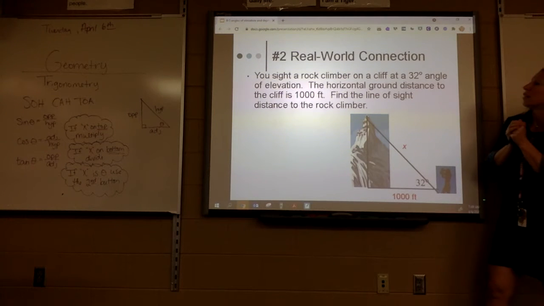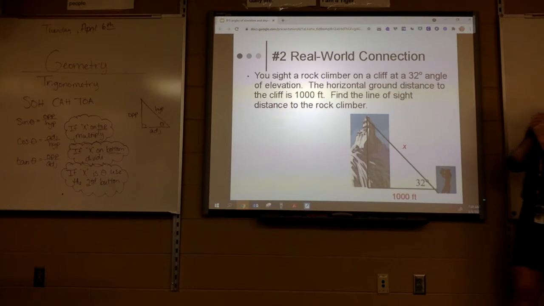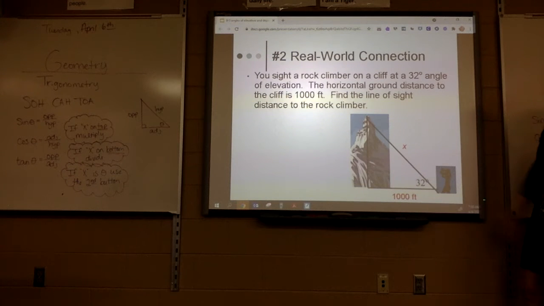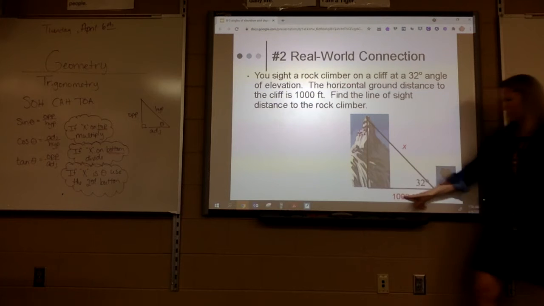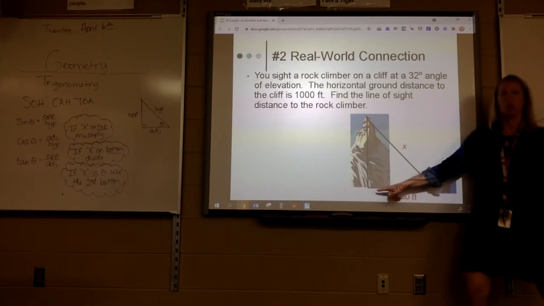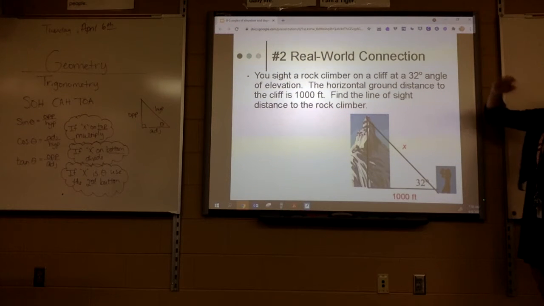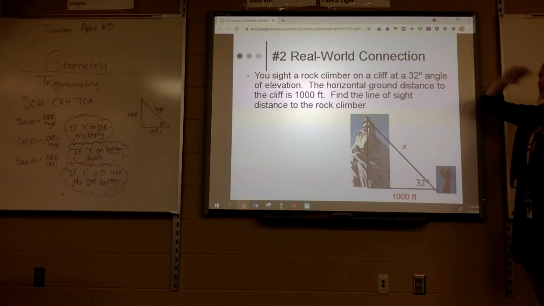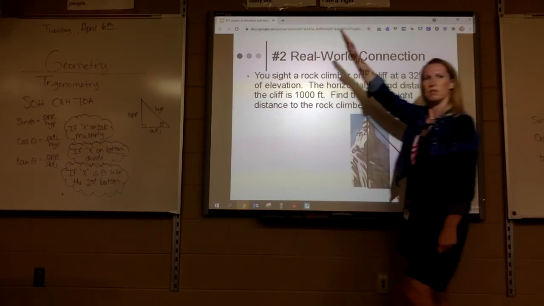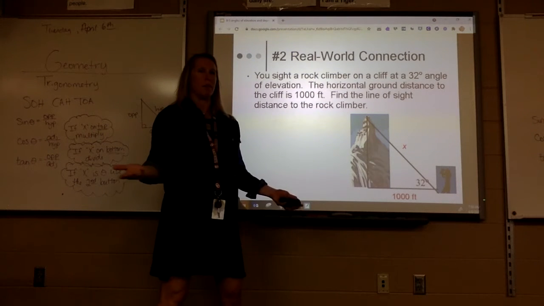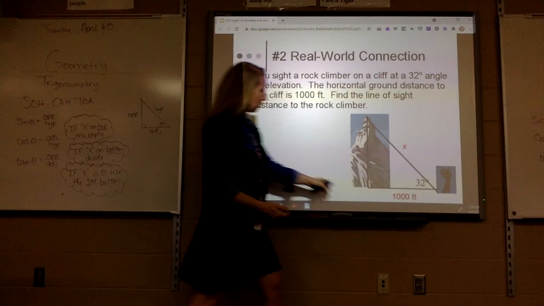So like this one says, you sight a rock climber on a cliff at a 32-degree angle of elevation. The horizontal ground distance is 1,000 feet. So that's why the 1,000's on the bottom. Does that make sense? Horizontal ground distance. Then it says the line of sight. If you're looking up at the mountain, do you see that your line of sight would be the hypotenuse? Does that make sense? Once you have all the information, then you can set up your trigonometry problem.